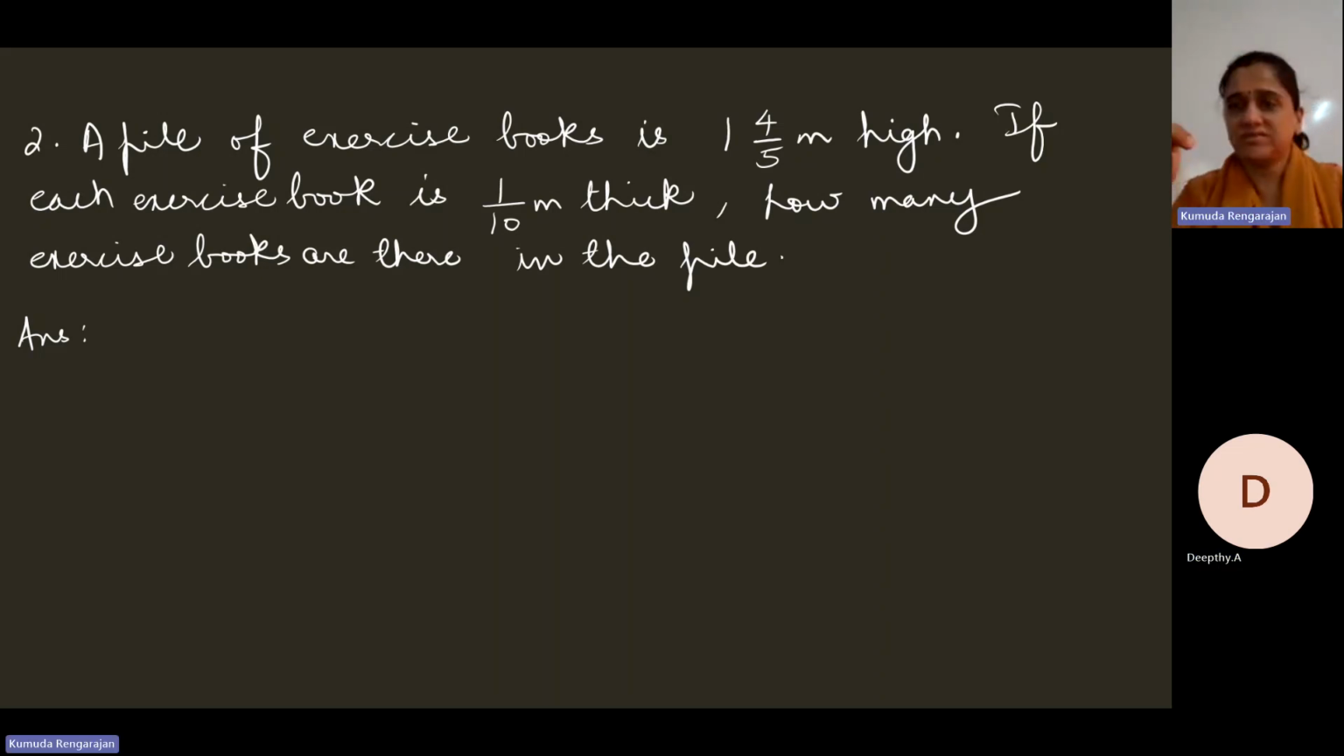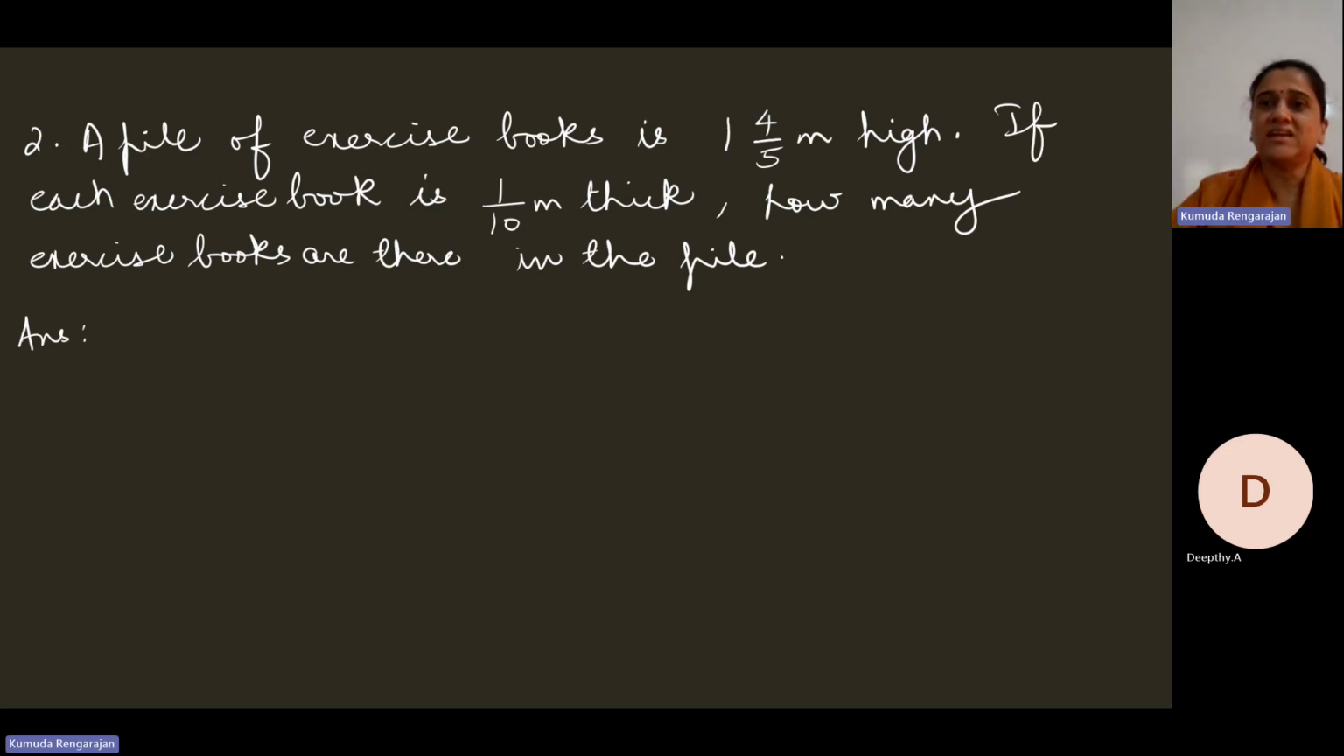Yes, 25 books. You'll have to divide: 50 divided by 2, 25 books. The thickness of one book is 2 centimeters. Or the height of one book, you place one book on the table, the height of the book is 2 centimeters, or the thickness is 2 centimeters.